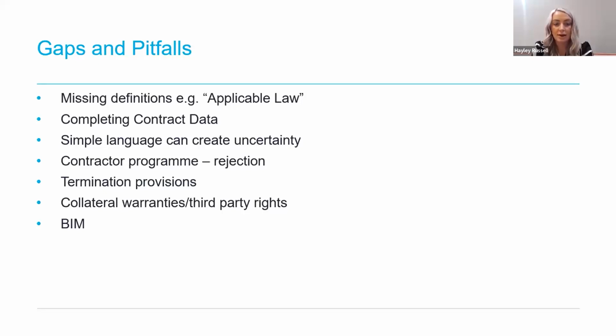NEC4 has attempted to remedy this by including a new secondary option specifically to support the use of building information modelling. This new NEC4 clause requires the contractor to provide an information execution plan, which deals with issues such as the information model, information ownership, and the liability of parties. We will discuss this in more detail in the next webinar.